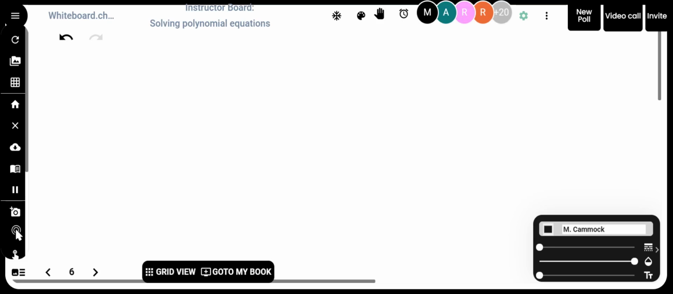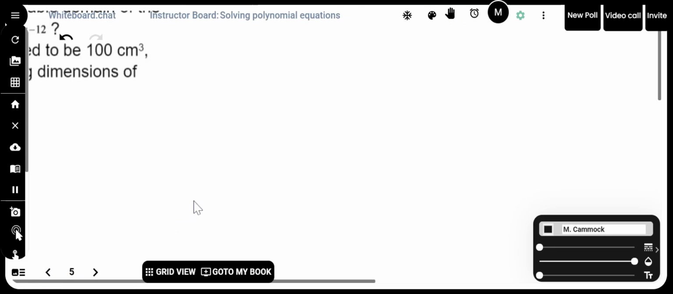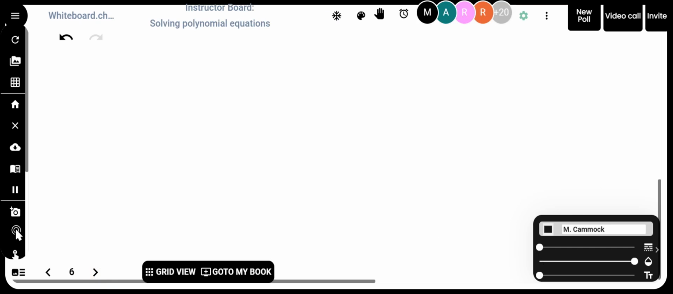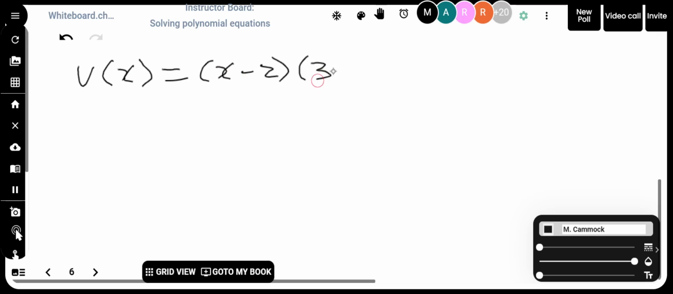You're welcome. So here's what we had from the previous page. Let me remind you, right? We had these three things on the previous page when we factored it: x minus 2, 2x minus 3, 3x minus 2. Those were the three factors that we had for the v of x. I'm going to write that down on this page. So my v of x is equal to x minus 2, 3x minus 2, and 2x minus 3. So we factored it. Those are factors. We're good. I want my volume to be 100.